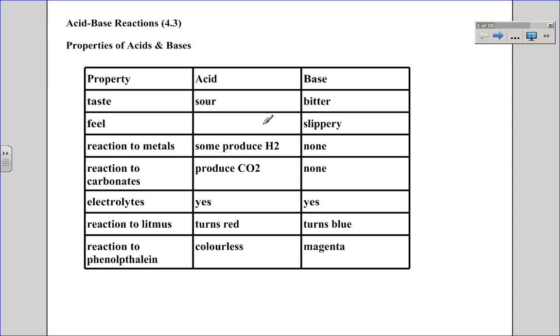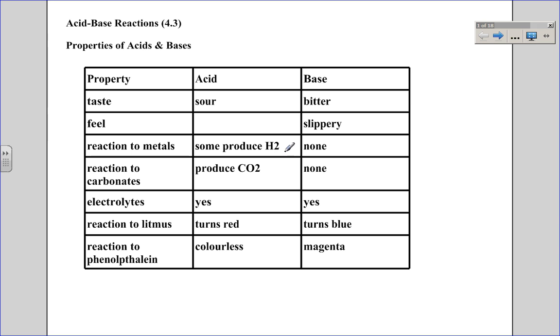Acids don't have any noticeable feel to them. However, bases are slippery to the touch, which you've experienced with soaps. Or if you've ever accidentally in the lab had base poured onto your hand, you would notice a slippery feeling on your hand.